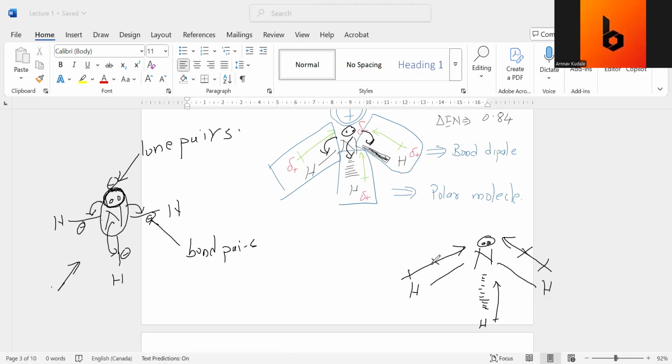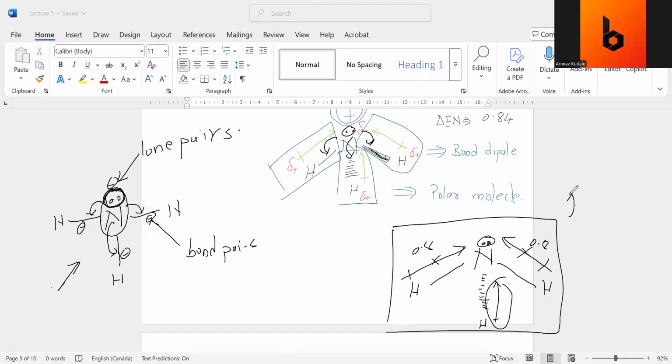This and this will cancel because if you calculate 0.8, the magnitude is the same and the direction is exactly opposite to each other, so they'll still cancel out each other. And we still have a resultant which is over here. That resultant will be existing. So because there is a resultant, this molecule is a polar molecule.